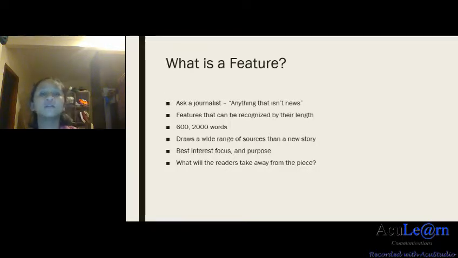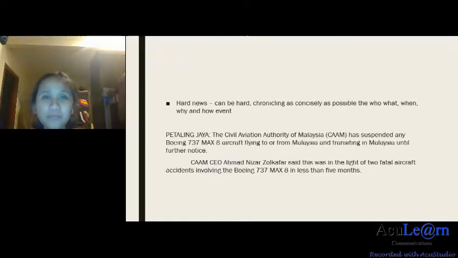Okay, so feature stories' focus and purpose is much more purposeful when you read and write feature stories. And when you write features, you need to actually ask yourself, as a journalist or as a writer, what will the readers take away from the piece? Okay, with that, let's differentiate a little bit what is hard news and what is soft news.